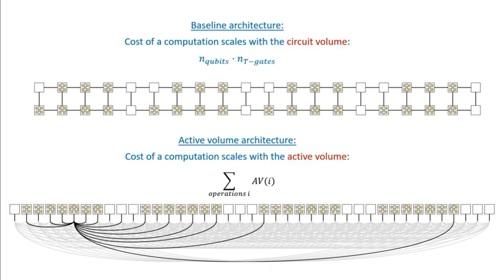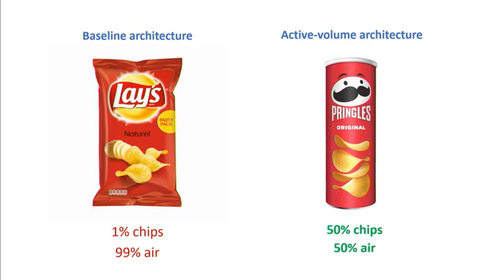So in many cases, the active volume can be orders of magnitude lower than the circuit volume, which means that these switchable non-local connections enable the quantum computer to finish quantum computations much more quickly. Here's another way to phrase it that is perhaps a bit more memorable.